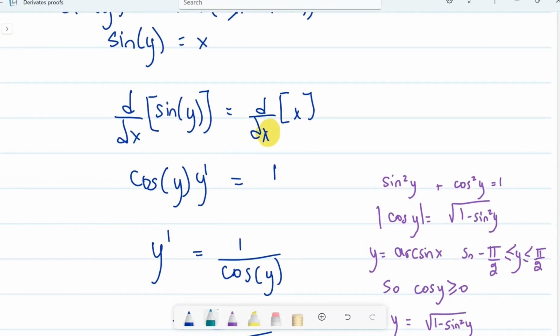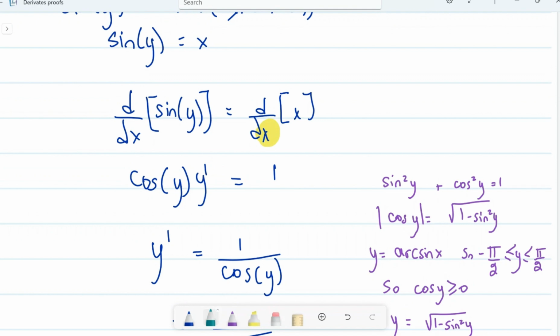So let's use trigonometric identities. We know that sine squared of y plus cos squared of y equals 1. So let's solve for the absolute value of cos of y. So cos of y equals the square root of 1 minus sine squared of y.